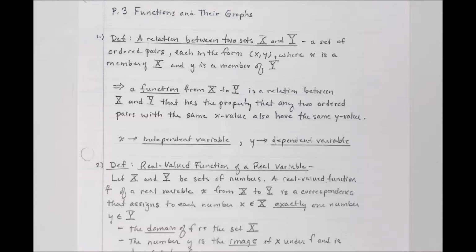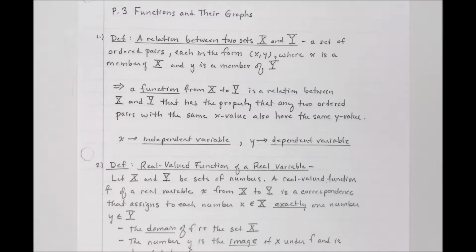A relation between two sets X and Y, notice the notation there for the sets X and Y, is a set of ordered pairs, each in the form (x, y), where x is a member of set X and y is a member of set Y. Any set of ordered pairs. No restriction. However, a function from X to Y is a relation between X and Y, but it has one additional property, one additional bit of criteria.